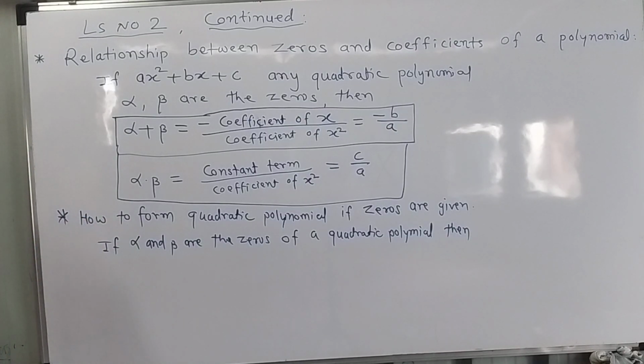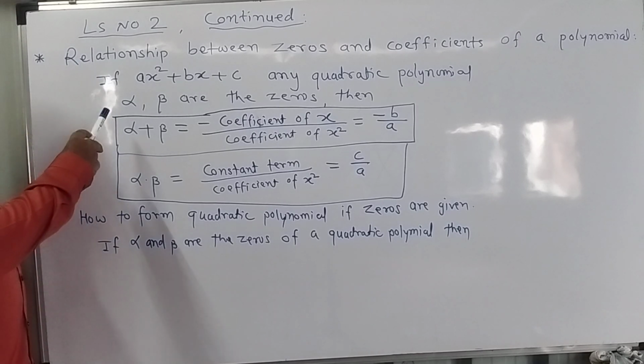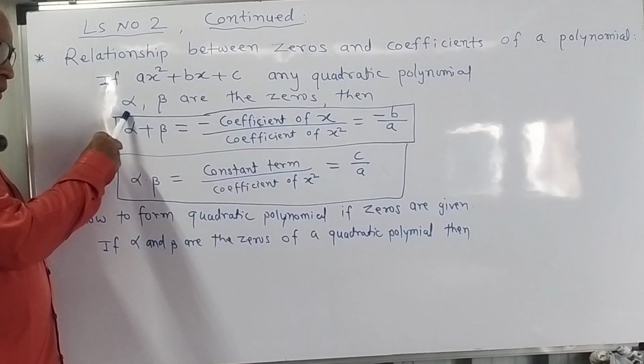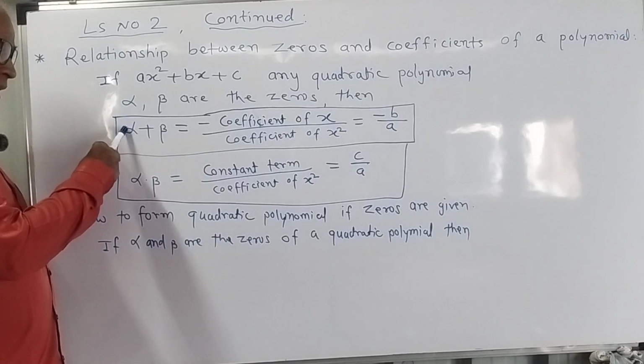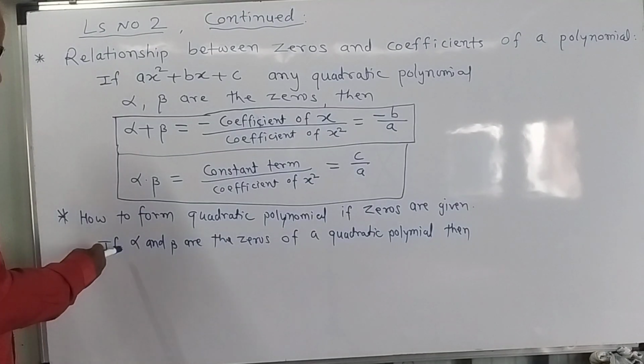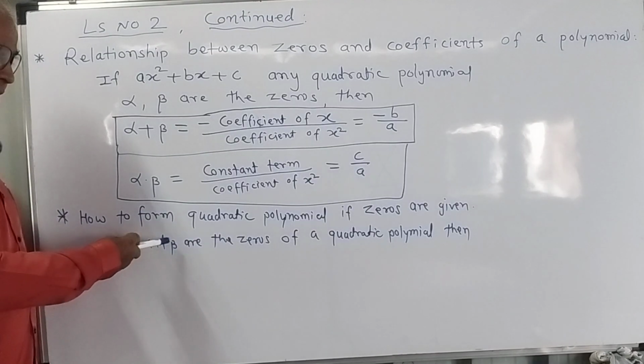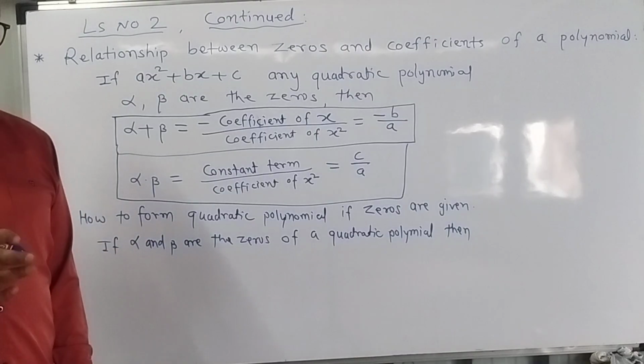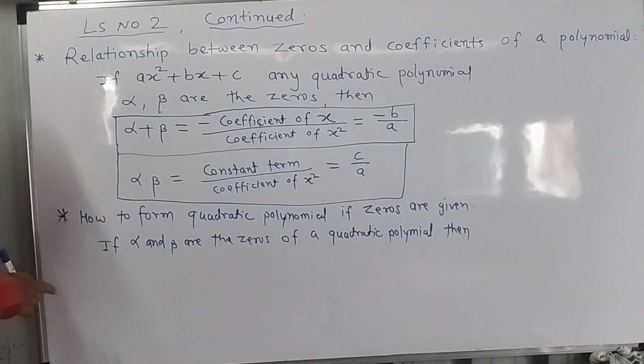In this exercise there are two important points, that is, first is if the quadratic polynomial is given, then we can find out the zeros of the polynomial. And the second point is, if zeros are given, then we can find out the quadratic polynomial.